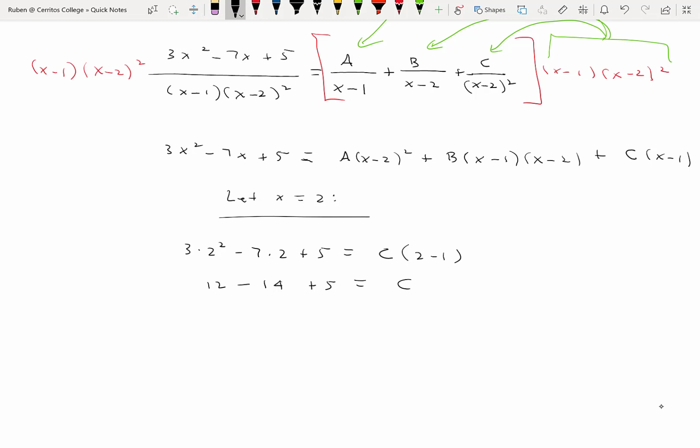So 12 take away 14 is negative 2. Negative 2 plus 5 is 3. So c needs to equal 3.